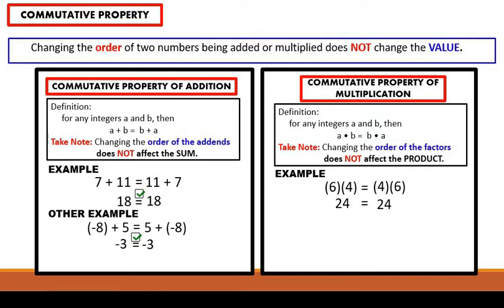We swap the numbers, but it doesn't affect the answer or the value of the answer. Another example. Negative 2 times 3. Let's interchange. Let's make it 3 times negative 2. They still have the same product, which is negative 6.